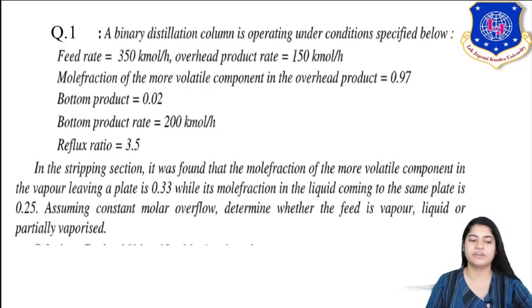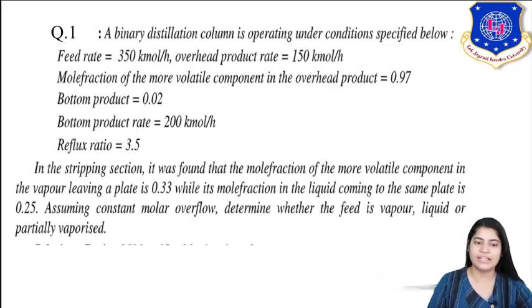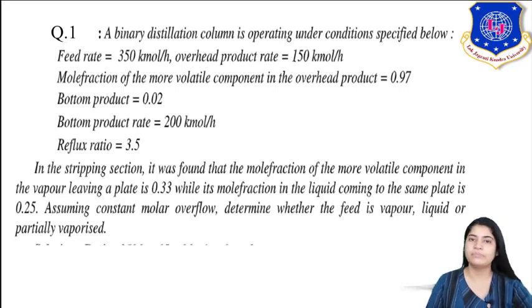Moving forward, the first question is: a binary distillation column is operating under the conditions given below. You have been given feed flow rate, that is 350 kilomole per hour. Overhead product, meaning distillate, is 150 kilomole per hour. Mole fraction of more volatile component in the distillate is 0.97. The bottom product composition is 0.02. This is the composition of more volatile component in residue. Bottom product rate, that is residue flow rate, is 200 kilomole per hour. Here the reflux ratio is given, that is 3.5.